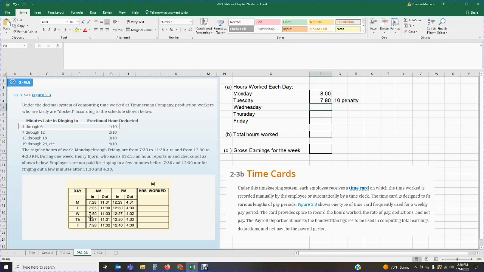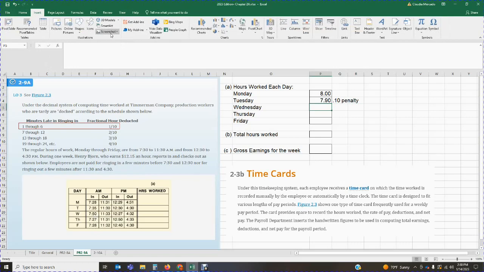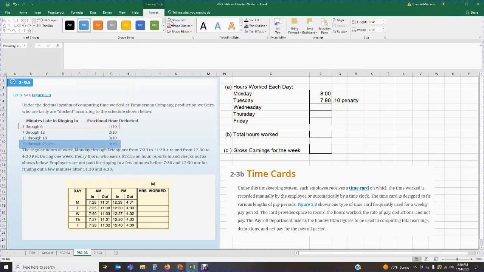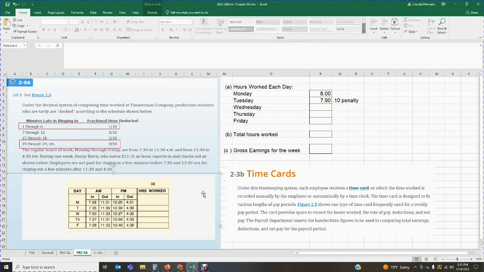On Wednesday, oh my God, on Wednesday, Henry was really late. He should have clocked in at 7:30. He clocked in at 7:50. So that means he is 20 minutes late. If he's 20 minutes late, he's going to get penalized 4/10. 4/10 is going to get penalized.